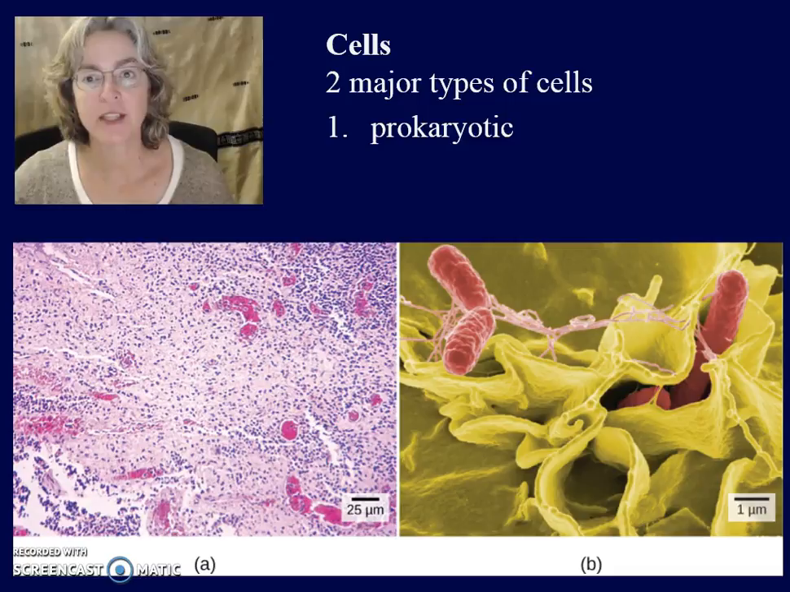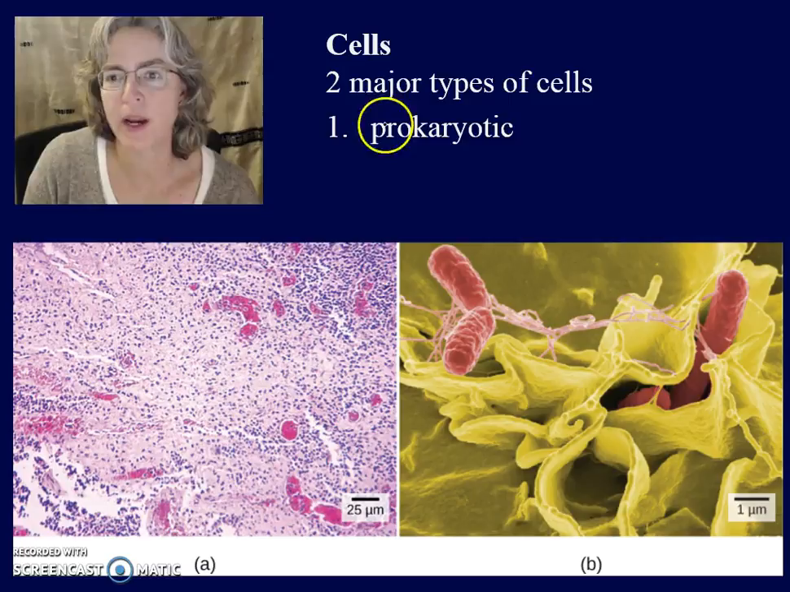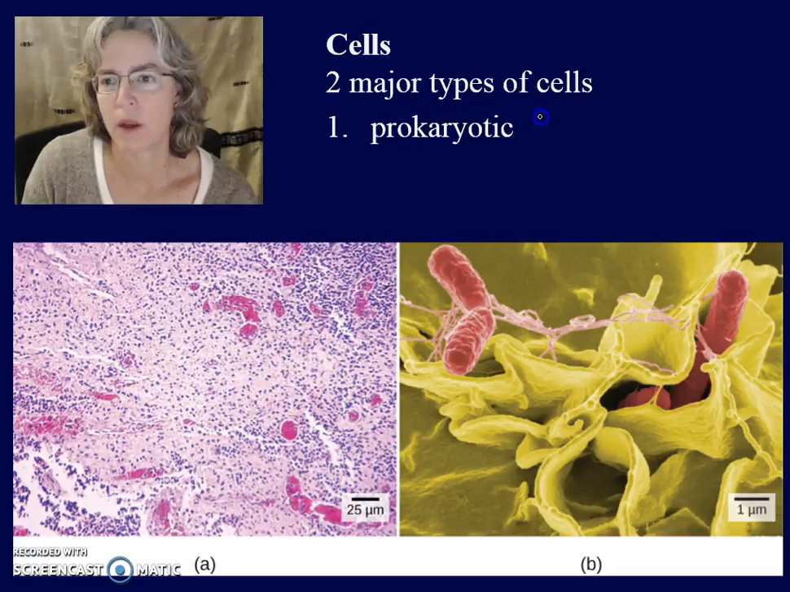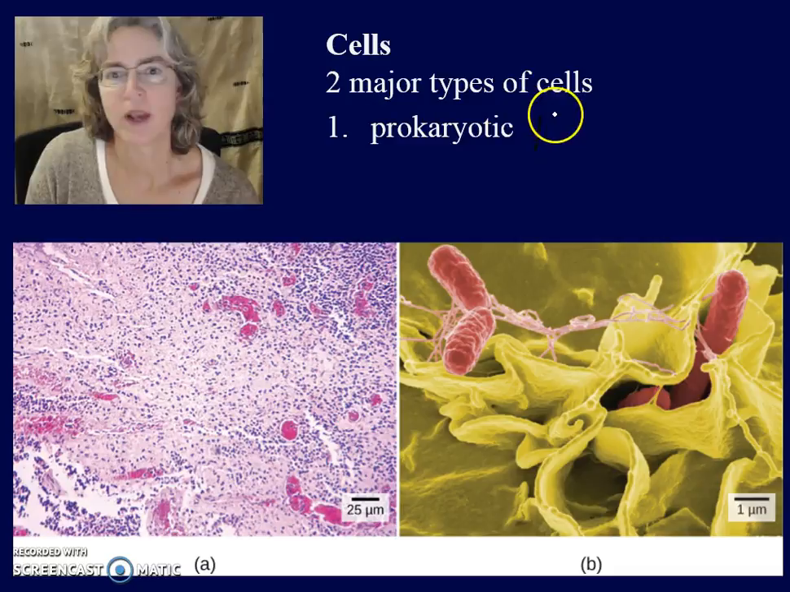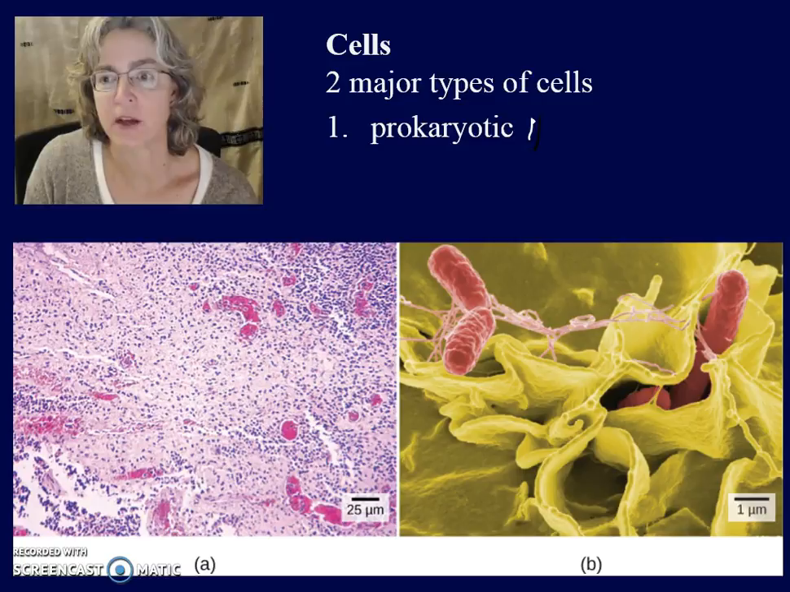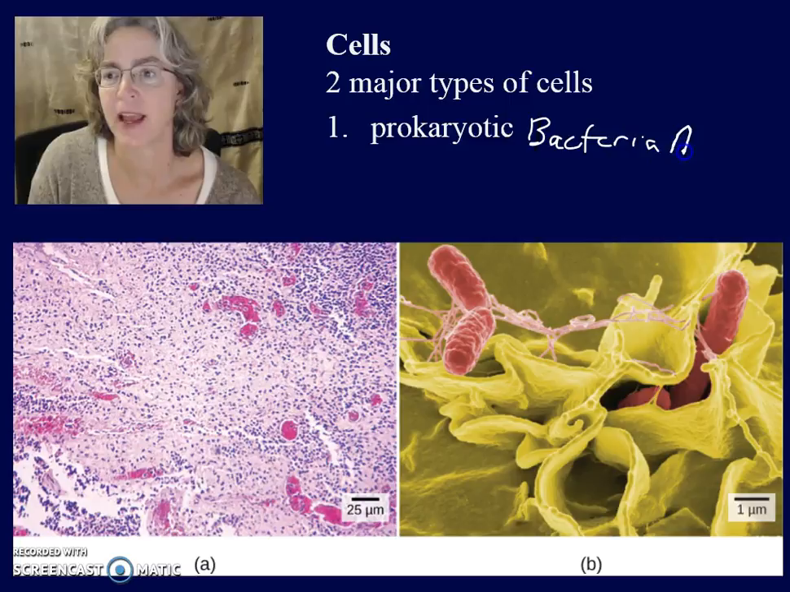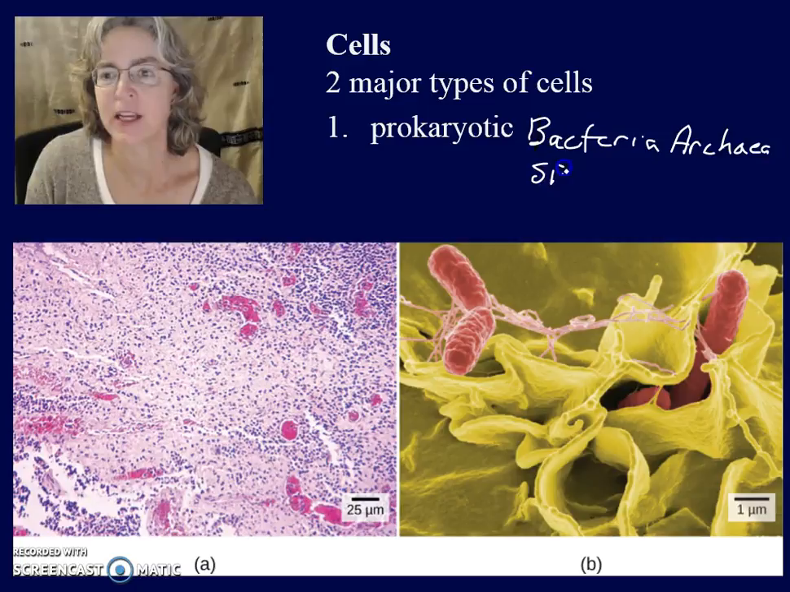So there are two types of cells. First is prokaryotic cells. Okay, so there are two domains that have prokaryotic cells. There's the bacteria and the archaea. And they are single-celled organisms. And they are called prokaryotes.